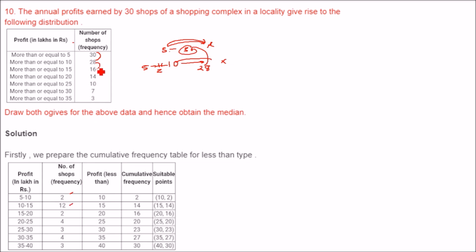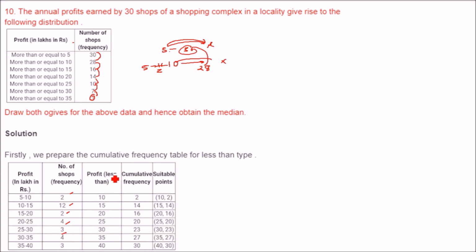30 minus 28, 2, then 28 minus 16, that is 12, and then 16 minus 14, which is 2, 14 minus 10, that is 4, and 10 minus 7, that is 3, and then 3 already we have. And then 7 minus 3 is 4, and then finally we have 30. We'll keep this as the next one, 35 to 40.